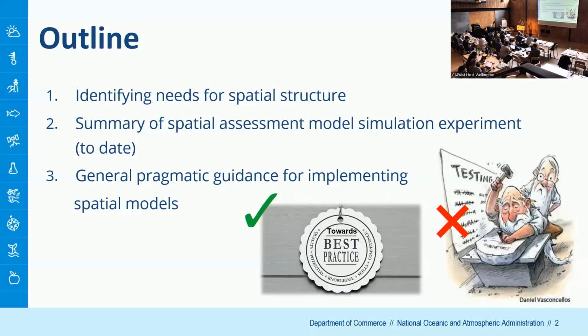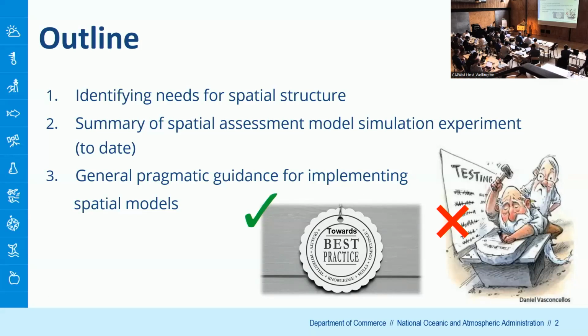In terms of an outline, just going to step through a little bit quickly some of the needs for spatial structure, just try to be comprehensive there. And then, as I mentioned, go through the simulation experiment, because I think the idea of that and some of the results, but really more so using that as a kind of a case example of some of the things we need to do more broadly.